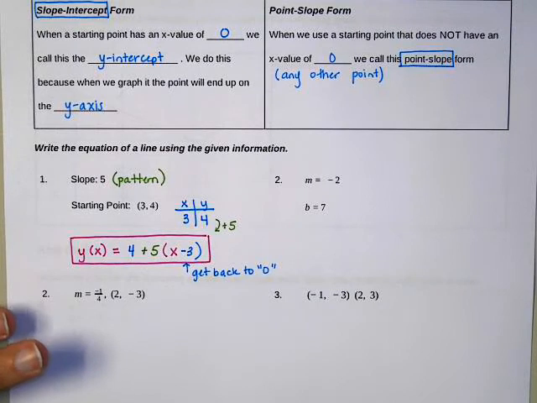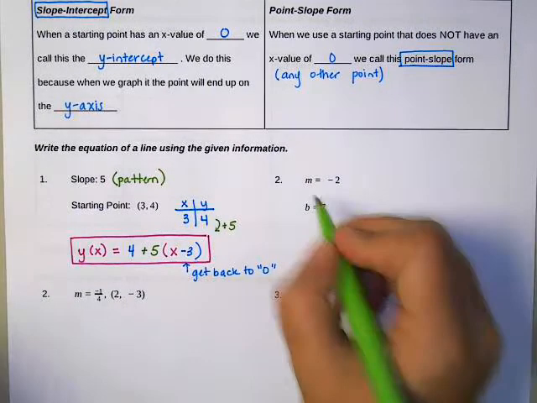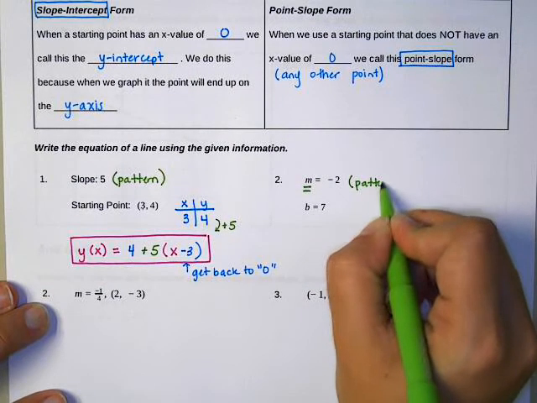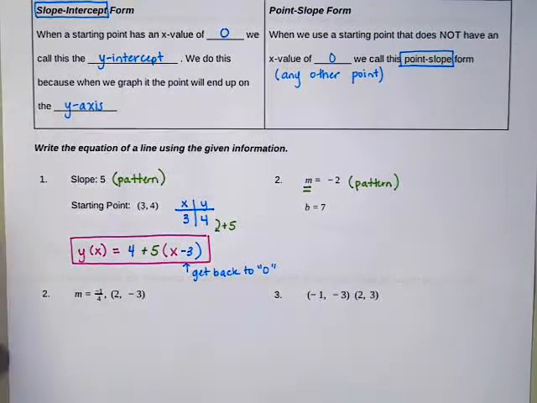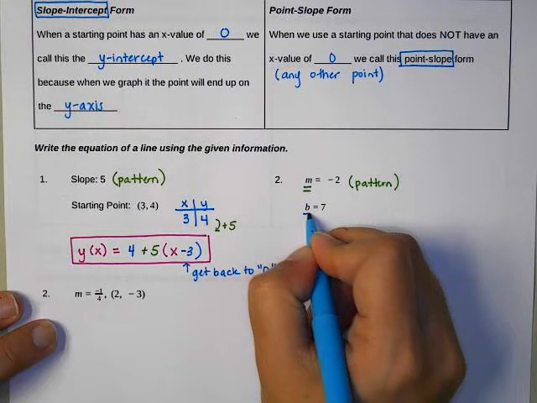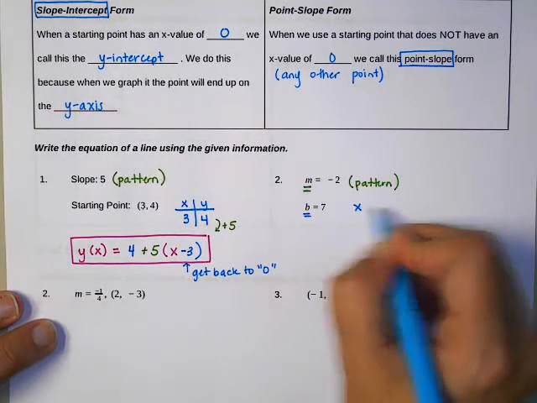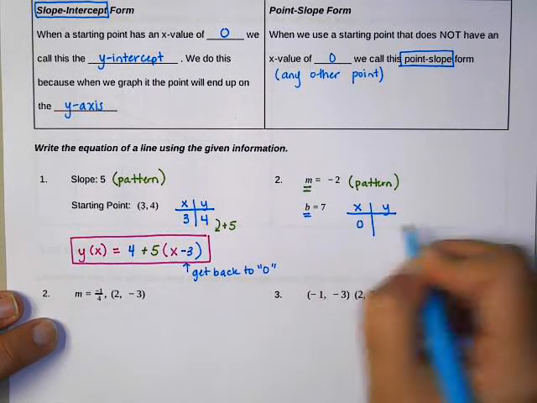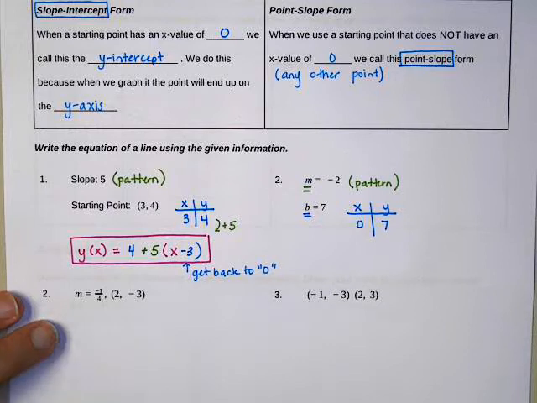For problem number 2, we have slightly different given information. M means slope. So in this case, my pattern is -2. B means begin. So it tells me that in my table, I already am beginning at 0, and the y value is 7.